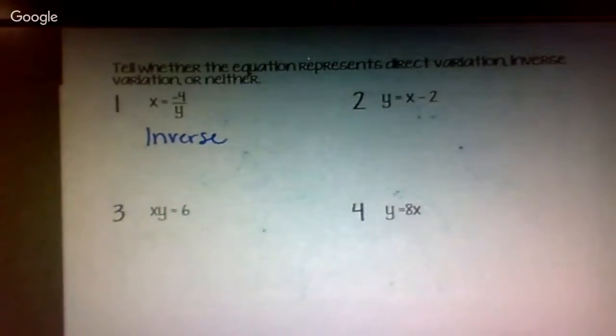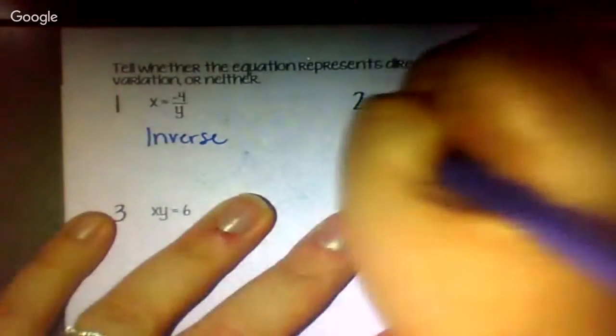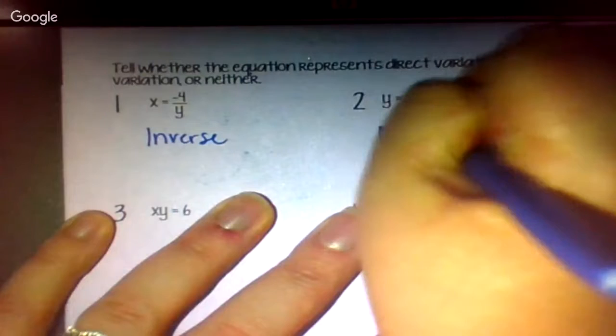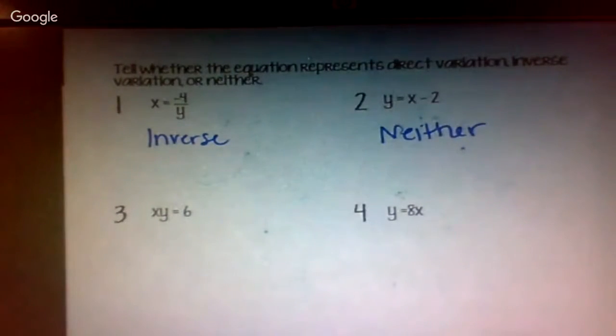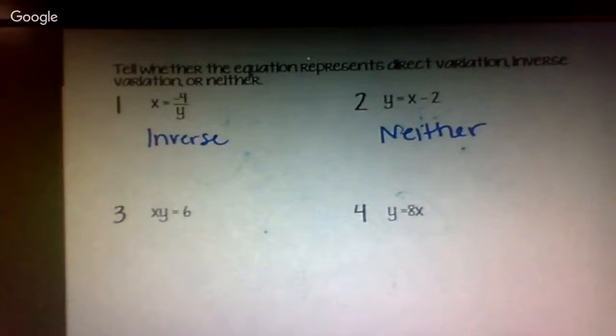Take a look at number 2. Y equals x minus 2. This one is neither. Why? You've got that minus 2. You've got that b value there. So this is neither. Okay. Number 3. You got xy equals 6.